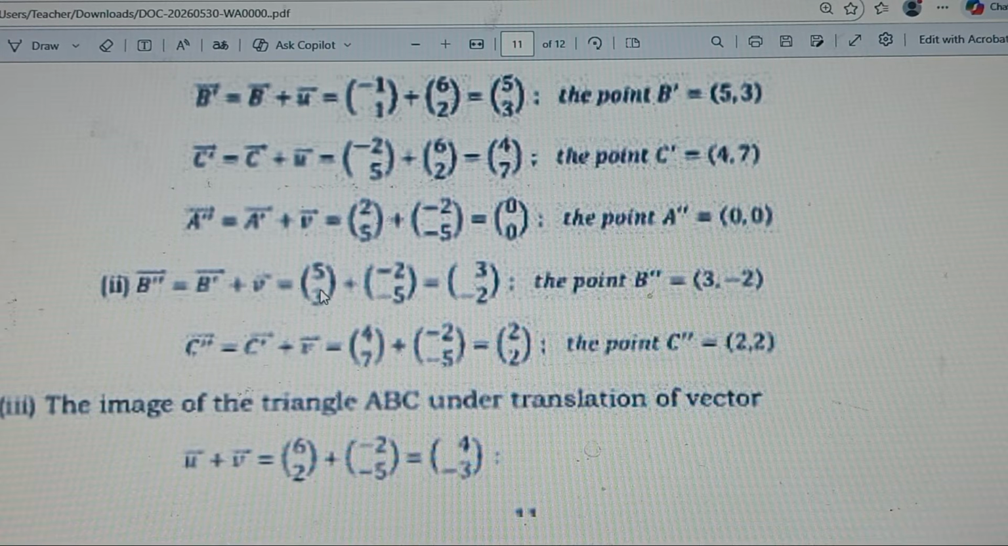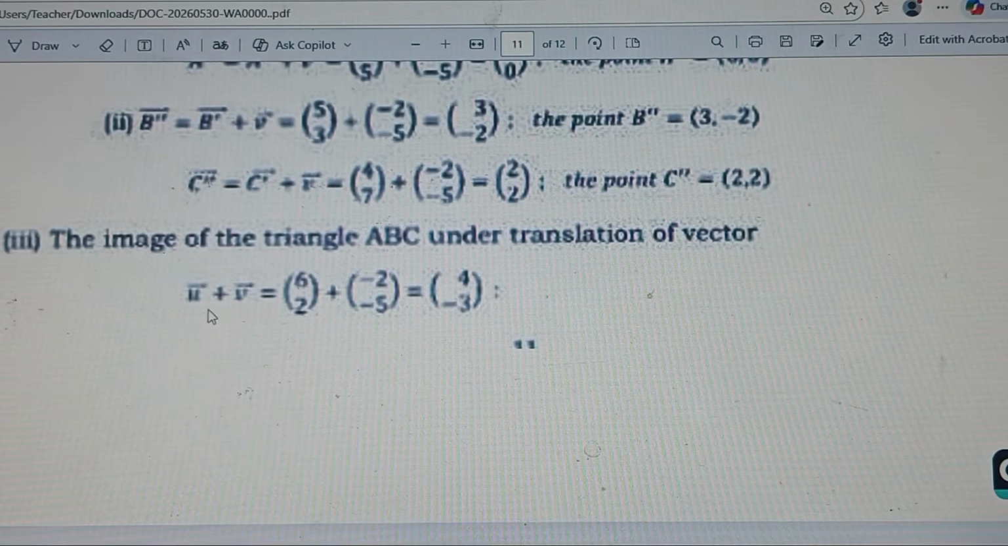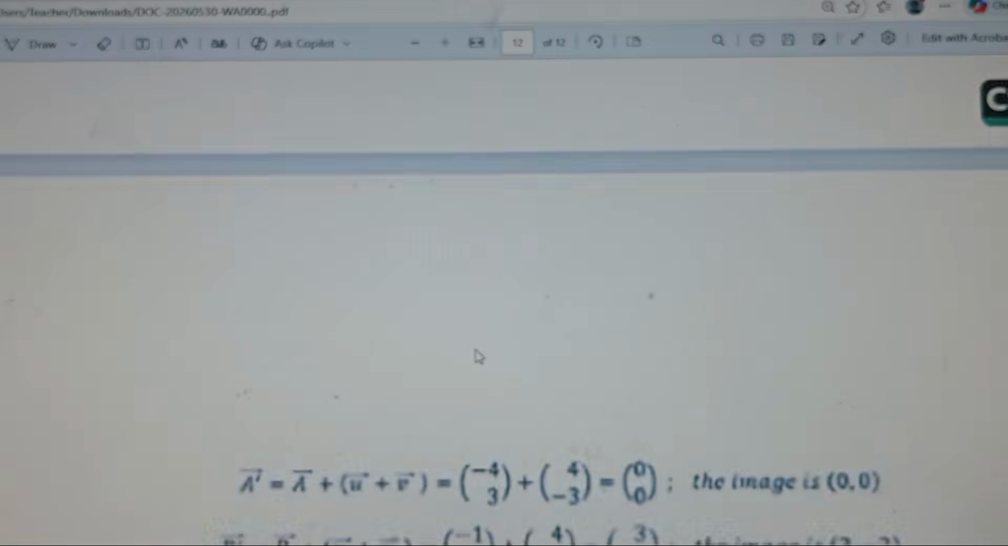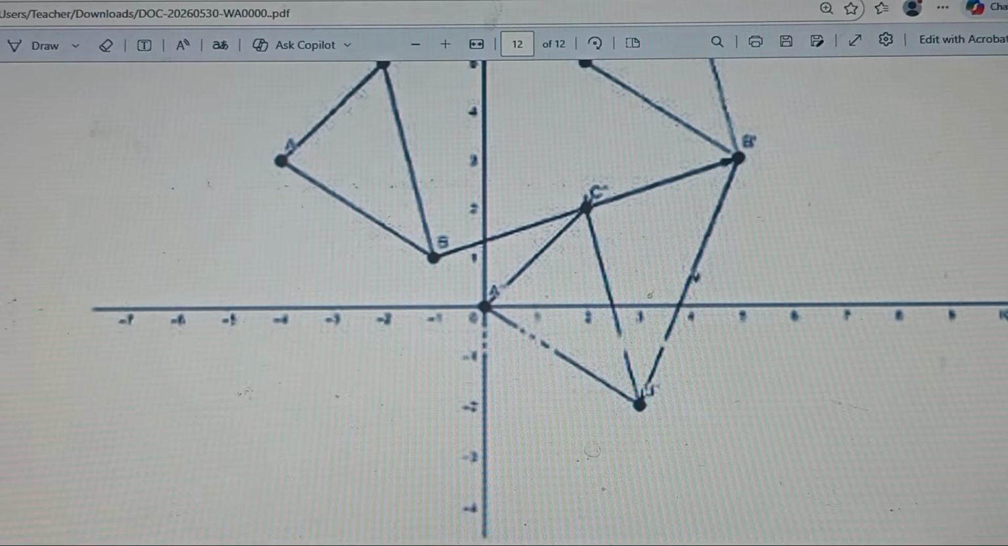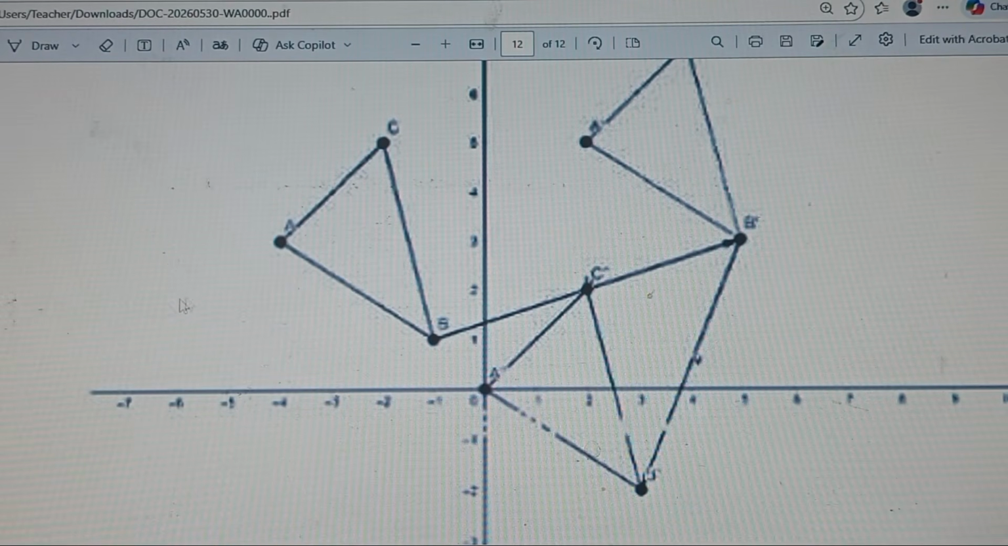For here, it is not difficult. Also, you apply the formula. You start by adding two vectors in order to put it as the simple. Then you get the sum. After you get the sum, you substitute in that formula. Then you also obtain the image as the conclusion. The composition of two translation vectors u and v is the translation vector, the sum of two. That is the conclusion. That is the graph. Then you will obtain according to that translation vectors.